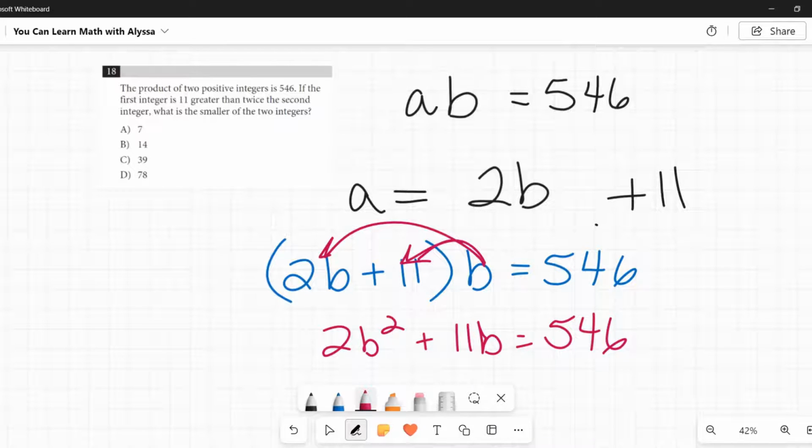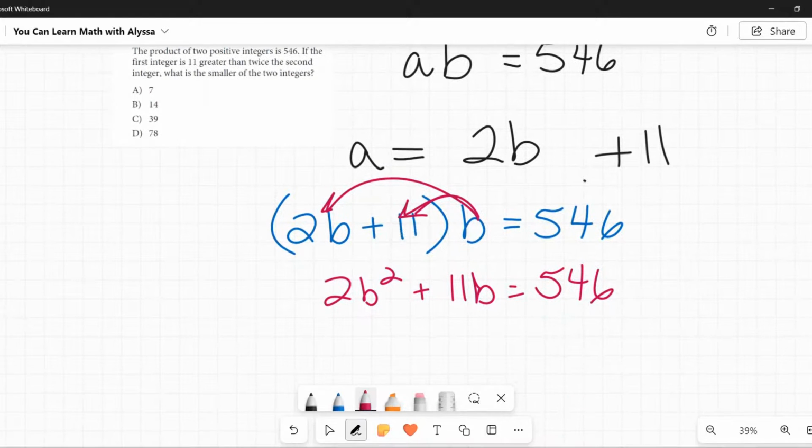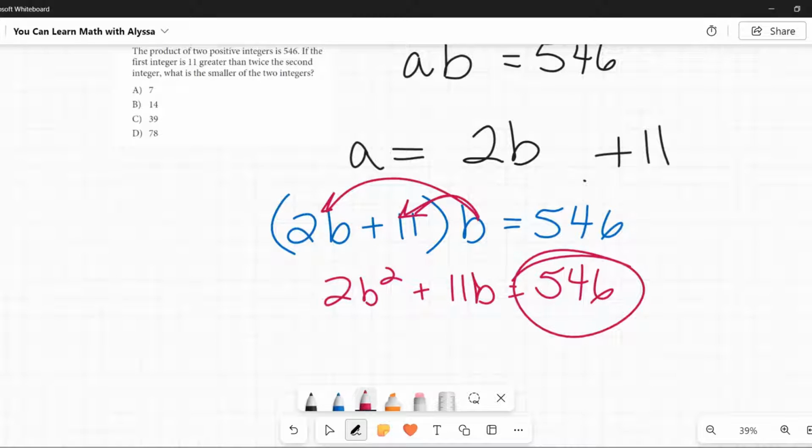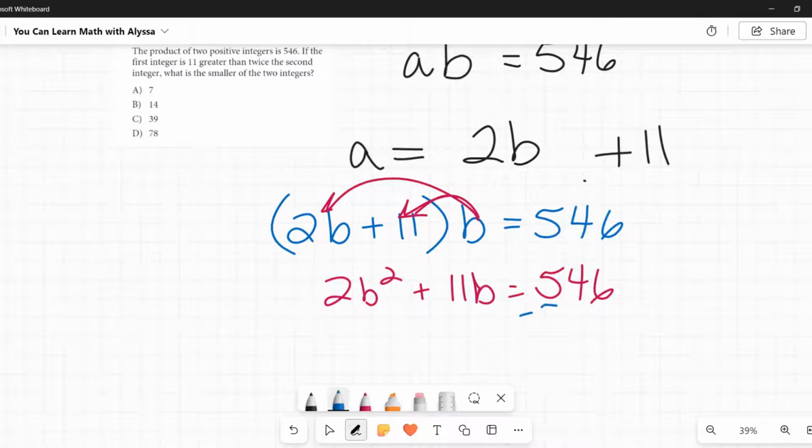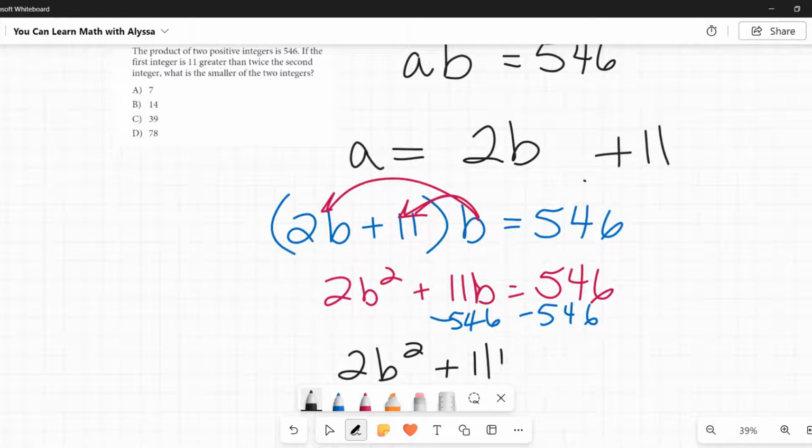And now when I have a quadratic, and that's what I have because I have this B squared, if I'm wanting to solve, I need it to be equal to 0. So I need to get this 546 over on the other side. So I'm going to subtract 546 from both sides. I can't write. There we go. And I'm going to get 2B squared plus 11B minus 546 equals 0.